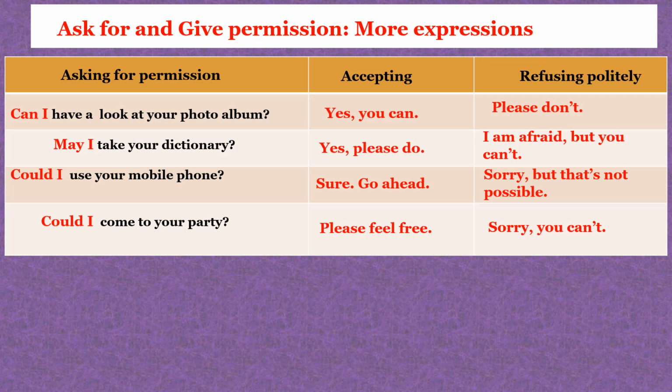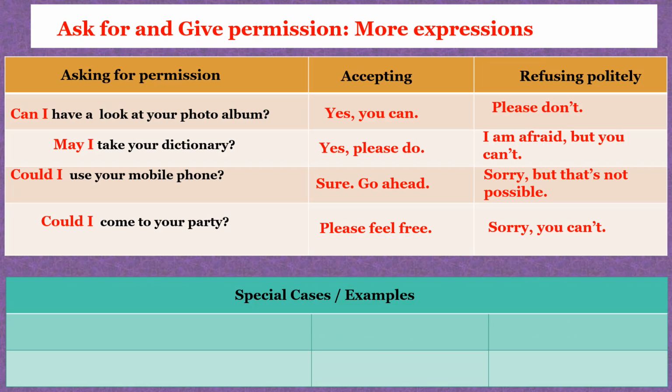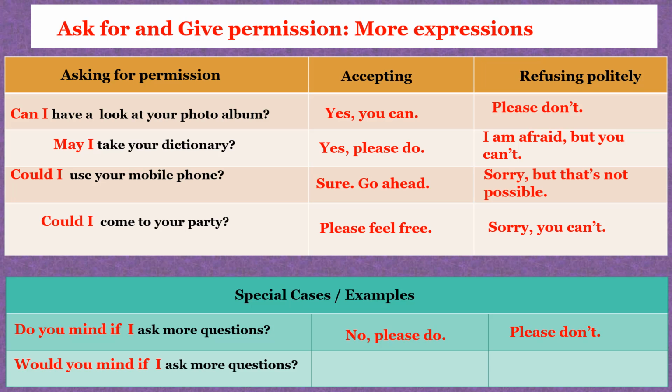But still, as we say, there are always exceptions to rules. Let's have a look at some special examples. And we are going to see why these examples are special. Look at example number 1. Do you mind if I ask more questions? No, please do. Please don't. Example 2. Would you mind if I ask more questions? No, please feel free. Sorry, you can't.